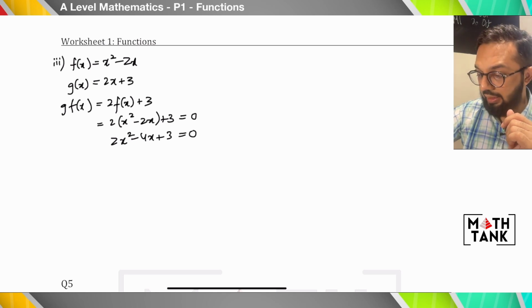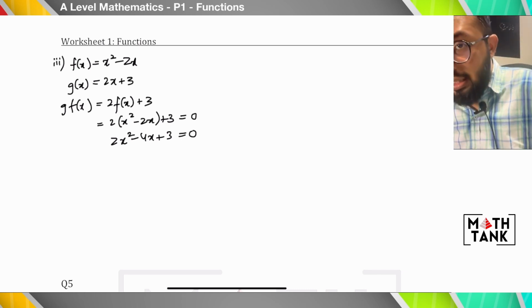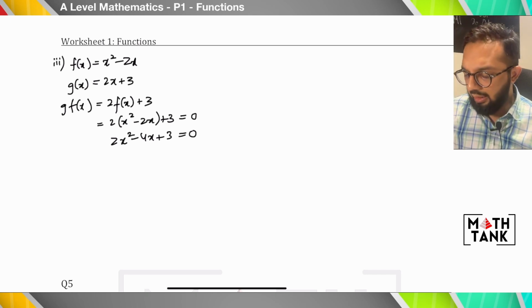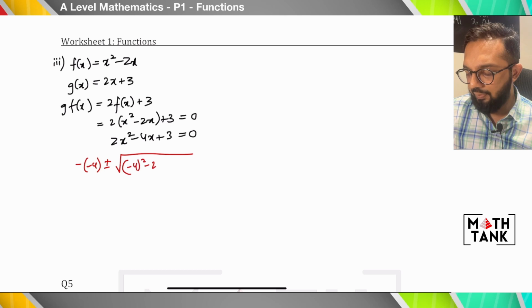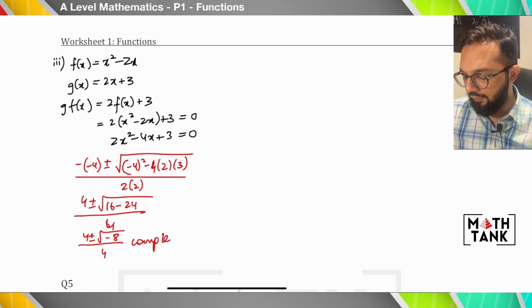Now, in order to prove to you that it has no real roots, either I could calculate b squared minus 4ac and show that it's less than 0, or I could go ahead and put in the quadratic formula, and at the end say that I have non-real roots emerging from the quadratic formula. b squared minus 4ac. 4 plus minus 16 minus 24. So you get 4 plus minus root of minus 8. These are complex, therefore no real roots.